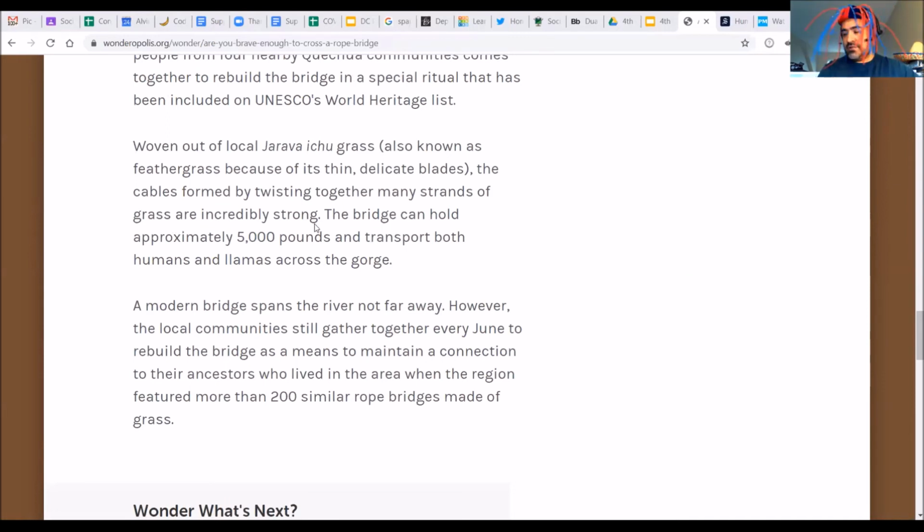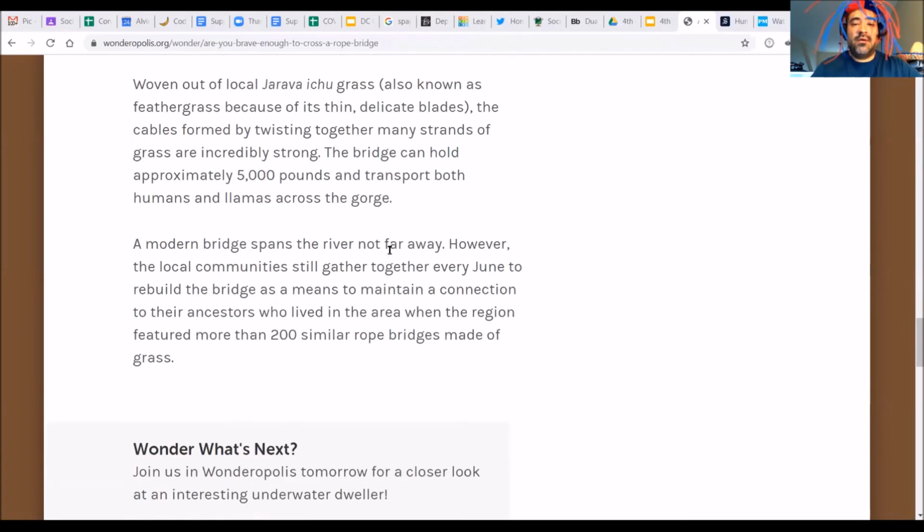So again, there are some patterns, there are some details here. The bridge can hold approximately 5,000 pounds. That's another great detail there. It's another great fact. And it can transport both humans and llamas across the gorge. Now think about it, 5,000 pounds. That's incredible. A modern bridge spans the river not far away.